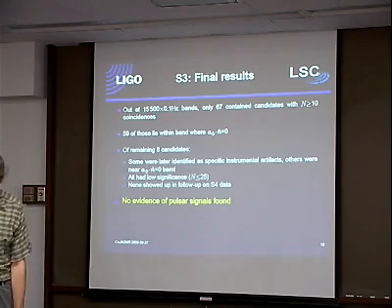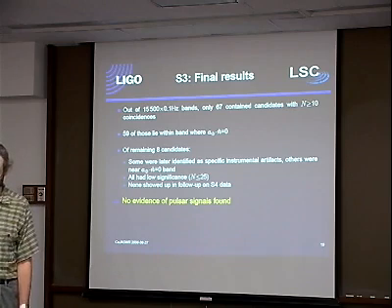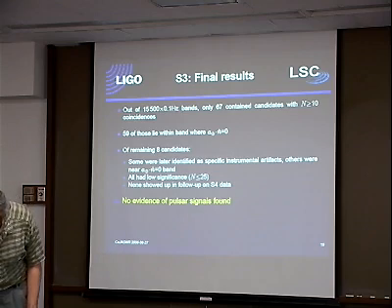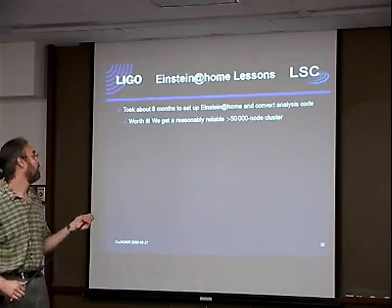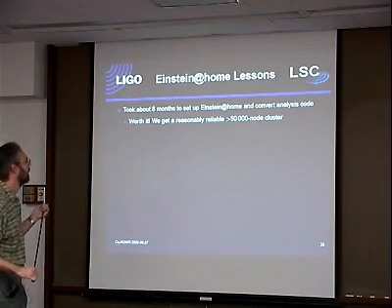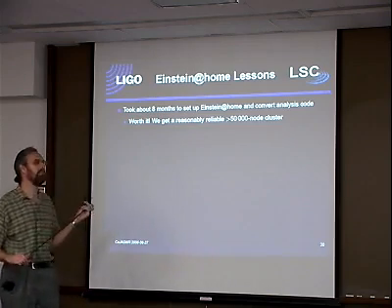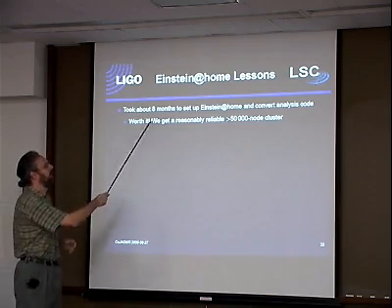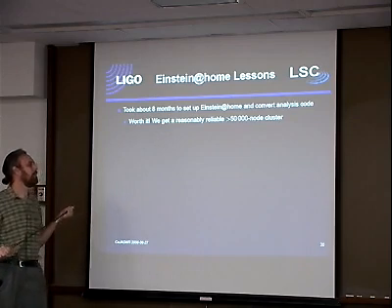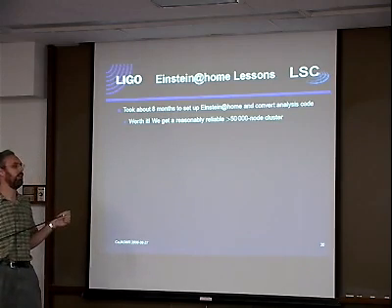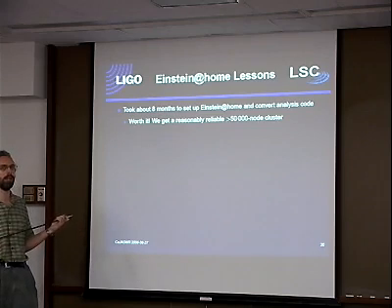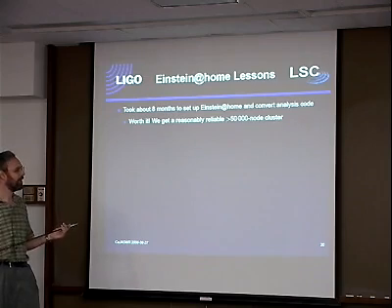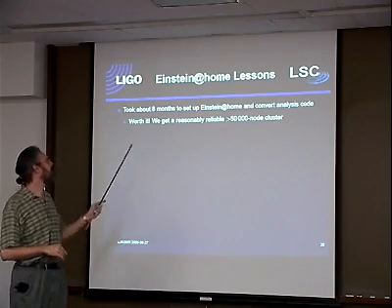So that's the result of the scientific analysis from S3. But what are some of the lessons that we took from the use of Einstein at home? Well, one is a cost-benefit analysis. It took about 8 months to set up our Einstein at home servers and to convert the analysis code to run within the BOINC framework. And we feel it was definitely worth it.